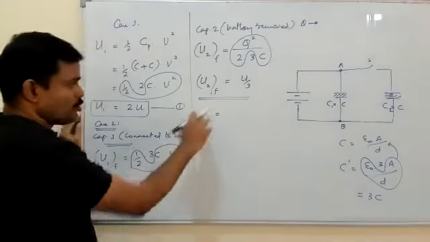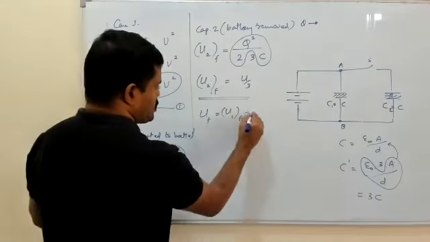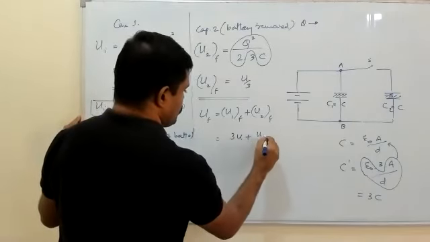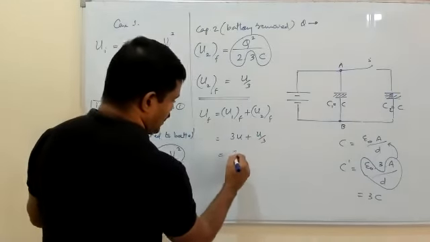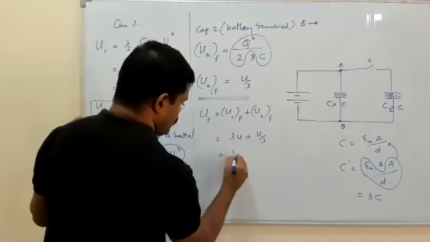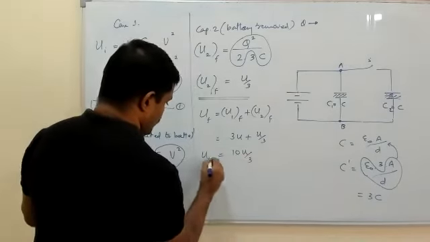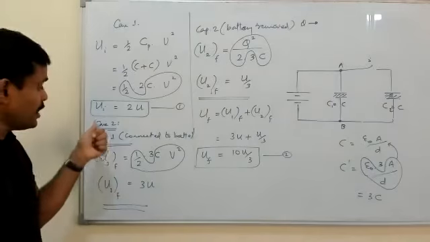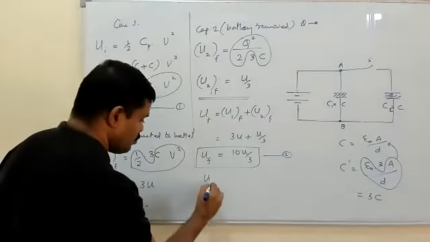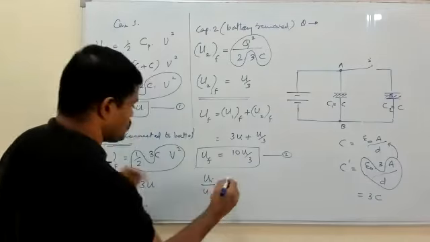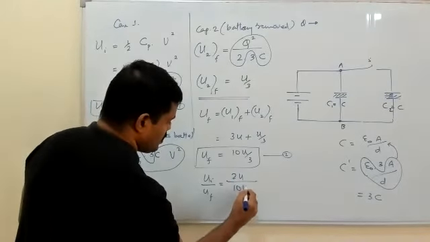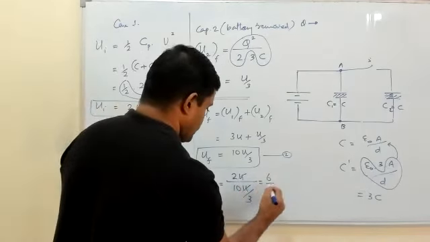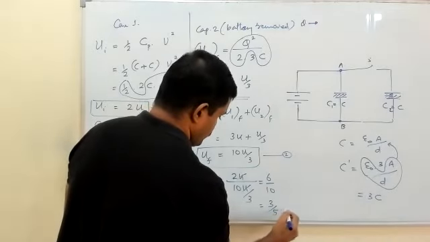U final is these two added, U1f plus U2f. That makes it 3U plus U by 3. That is, 3 comes here, 9U plus U, that is 10U by 3. This is U final, equation number 2. And they are asking you to find the ratio of initial energy to final energy. What is Ui by Uf now? Ui was 2U and Uf is 10U by 3. Then U and U are cancelled. The 3 goes to the numerator, 3 into 2, 6 by 10, which is 3 by 5.